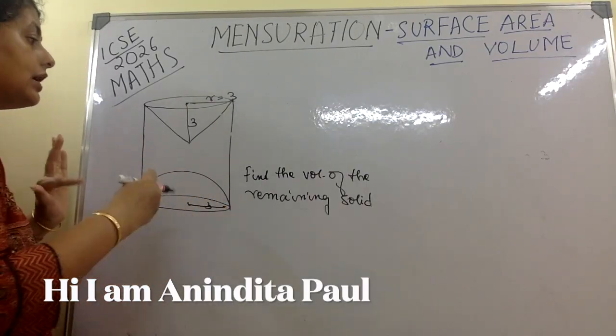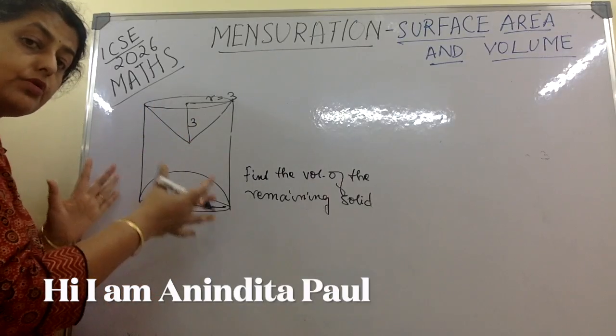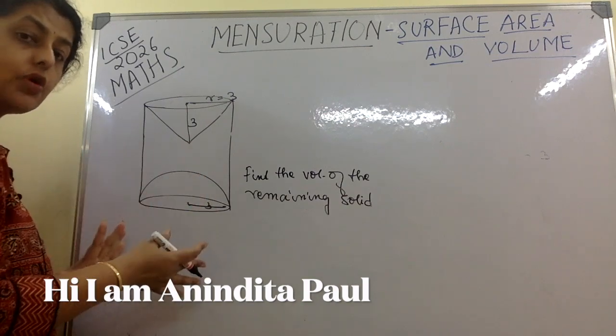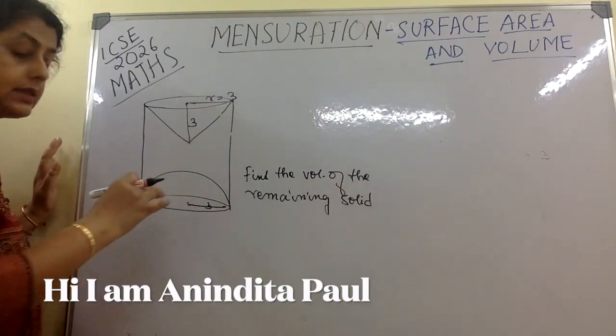Now the cone and the hemisphere are scooped out from the cylinder. Find the volume of the remaining solid. How to find it quickly? Now we'll find it without any mistakes. Let's see.